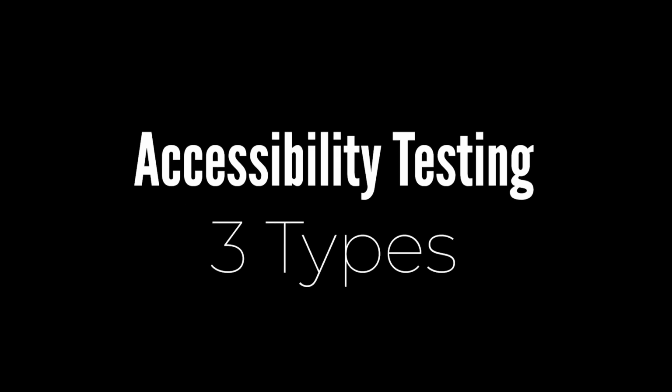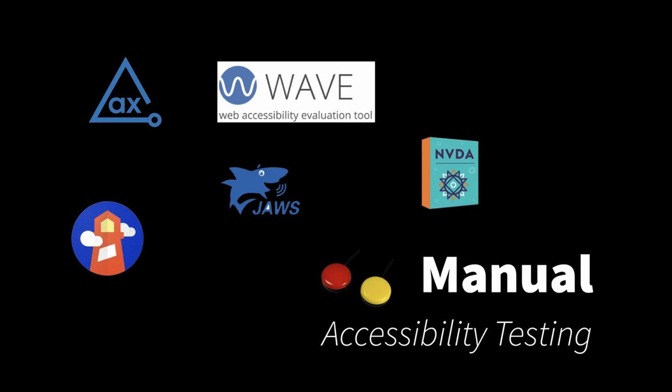Let's get started by going over the 3 types of accessibility testing. Manual accessibility testing is when teams test applications for accessibility issues that may cause problems for users with disabilities. This testing is conducted using browser and plugin tools like Wave, Lighthouse, or Axe. Also assistive technology like screen readers and switches.